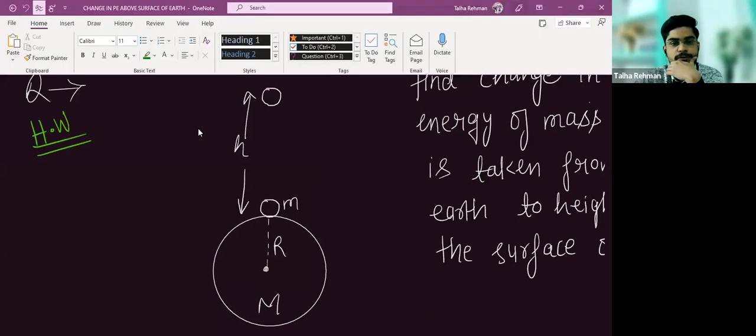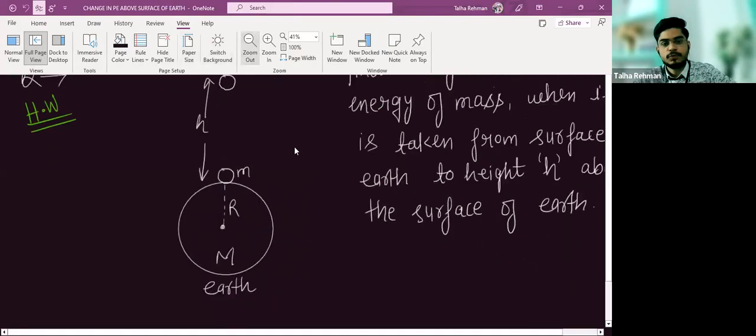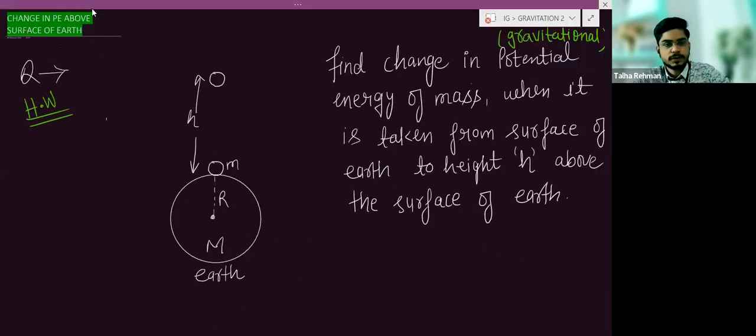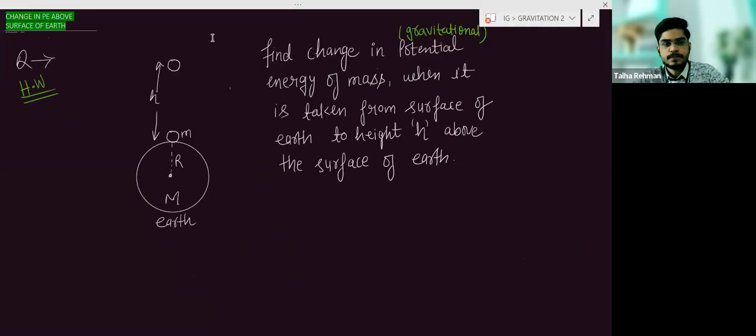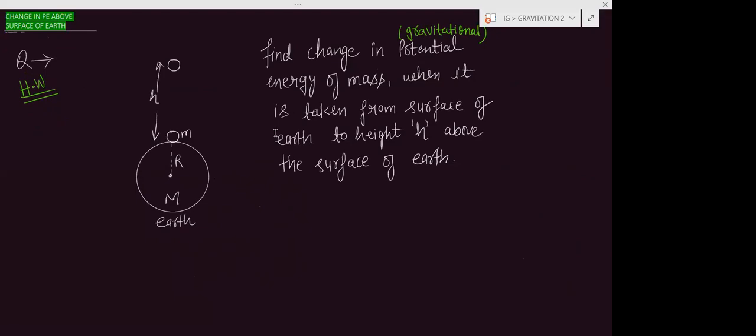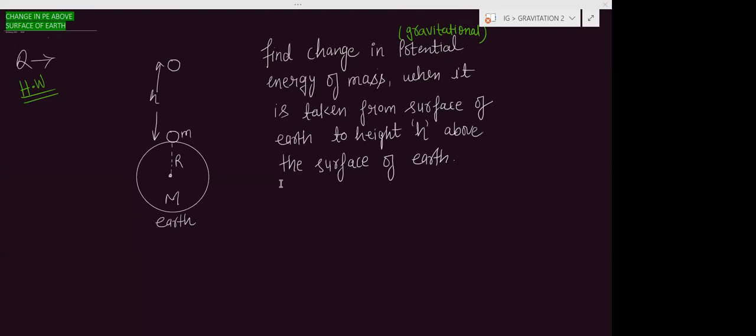Given this question, change in potential energy of a body, and the body is moving above the Earth's surface. This is the question. So tell me, what is the doubt? The formula, sir. Do I have to use GM1M2 by R or just the normal GM by R? Normal GM. The G capital M small m by R.